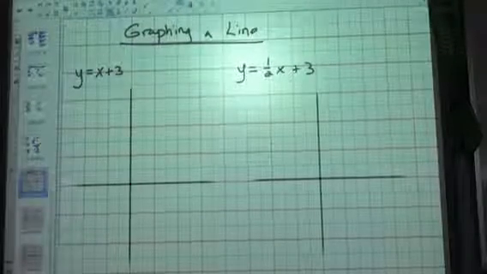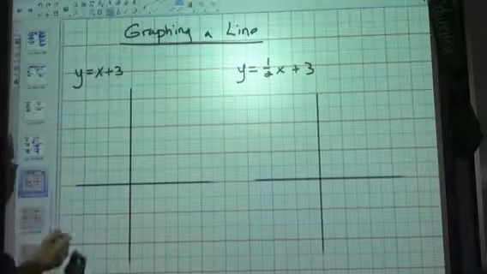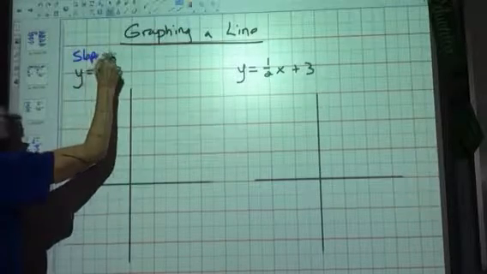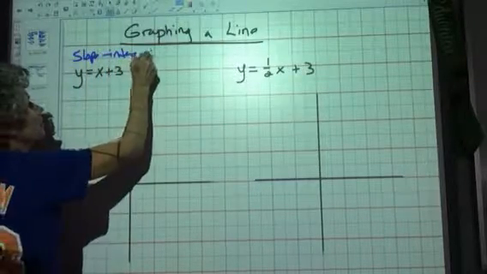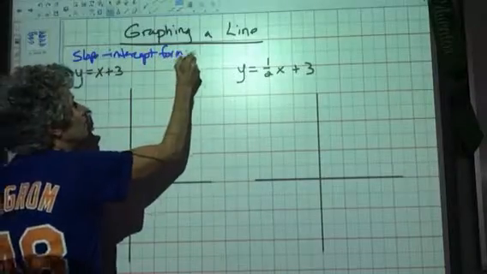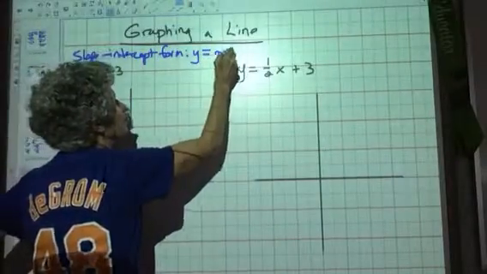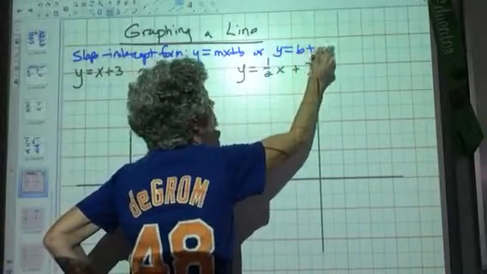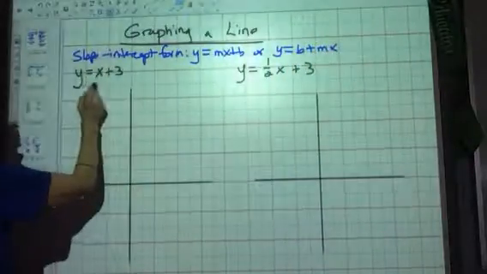Okay, we're going to talk about how to graph a line. When you're graphing a line, you want to look at what form it's in. This one's in what's called slope-intercept form, or y equals mx plus b, or you could see it as y equals b plus mx. The coefficient of x is your slope.